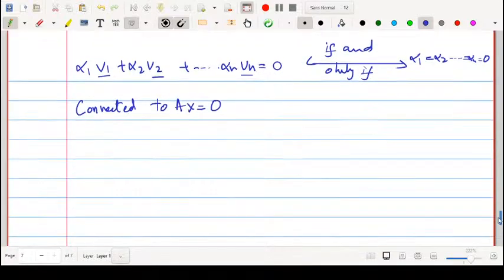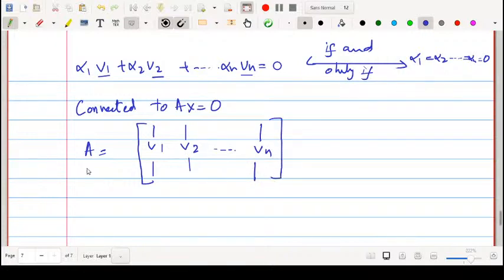Let's say the matrix is A such that v1 is the first column, v2 is the second column, and I have all of these vn as my n columns of A. So these are n columns of A, and let's say I'm trying to solve the system.